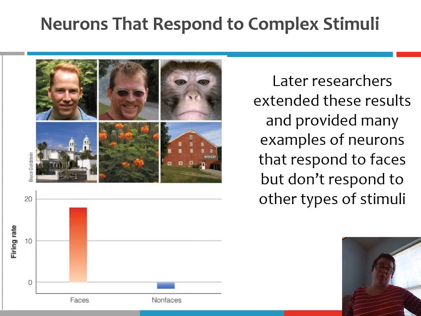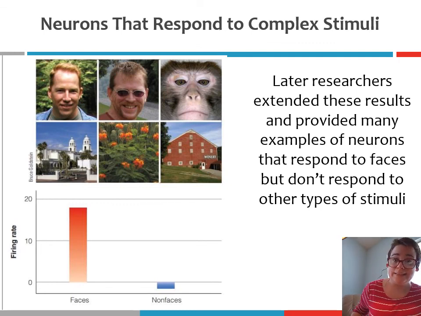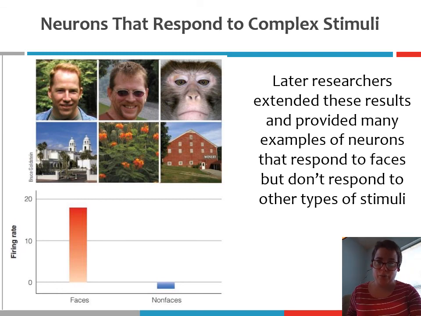And more experiments with monkeys looking at the temporal cortex seem to support this, right? So later researchers documented that there are many, many examples of neurons that seem to fire action potentials only when they're exposed to faces, but they don't respond to other types of complex stimuli. Whether it is a primate face or a human face, that prompts the firing of action potentials, but equally complex visual stimuli like pictures of nature or pictures of buildings don't cause any firing.